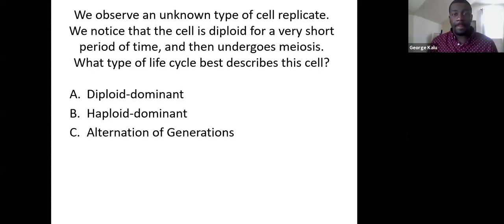We observe an unknown type of cell replicate, and we notice that the cell is diploid for a very short period of time and then undergoes meiosis. What type of life cycle best describes this cell? Is this diploid dominant, haploid dominant, or alternation of generations? I'm seeing B's, and that would be exactly right. It would be haploid dominant. All right, and so that is that.